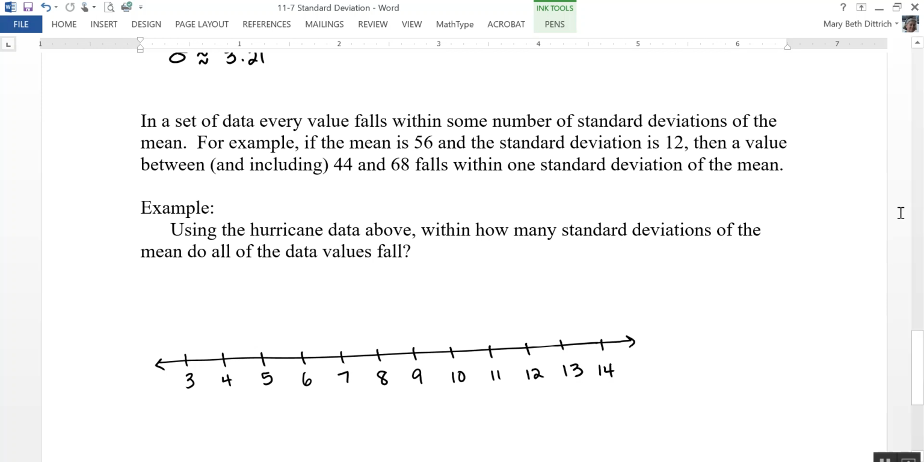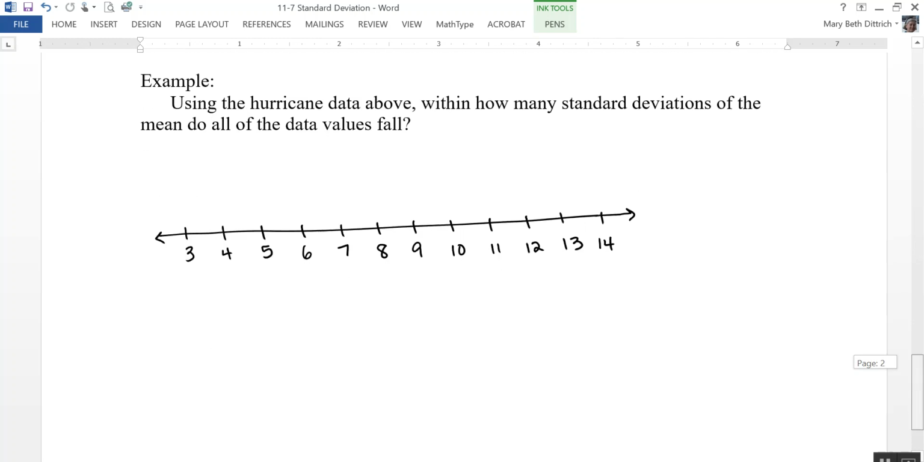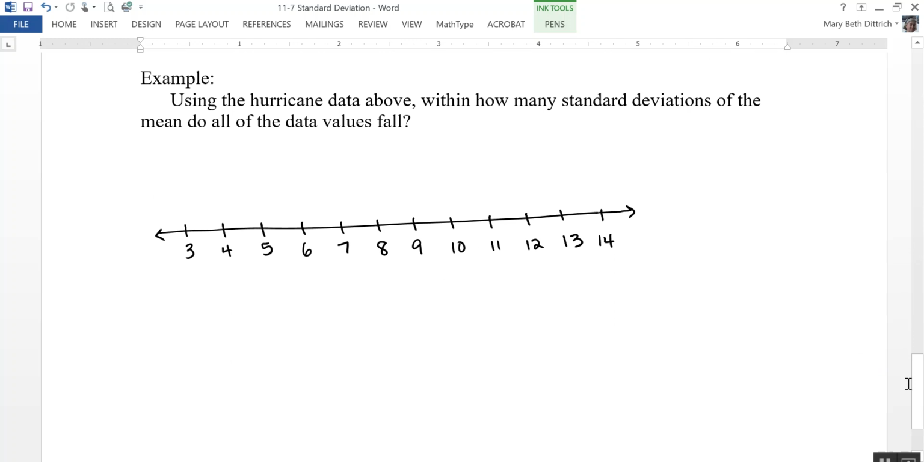So, using the hurricane data above, within how many standard deviations of the mean do all of the data fall? So I'm going to draw a number line here and kind of graph this. And so my smallest value was a 3 and my largest was a 14. So I'm going to take each value in the table.